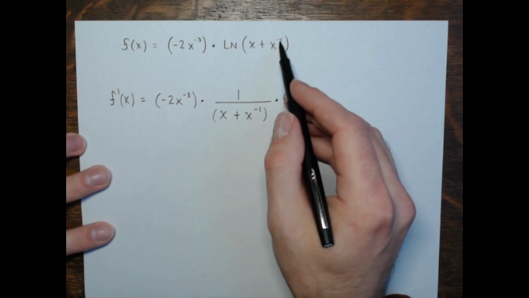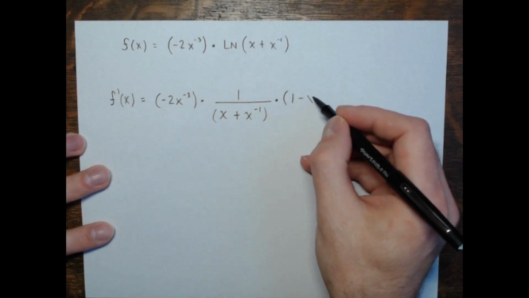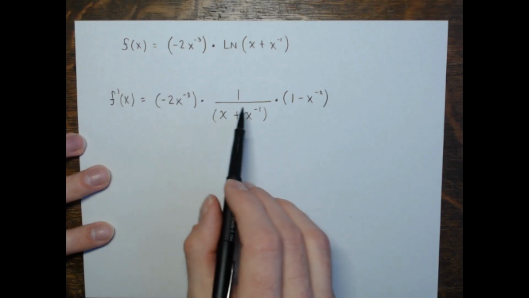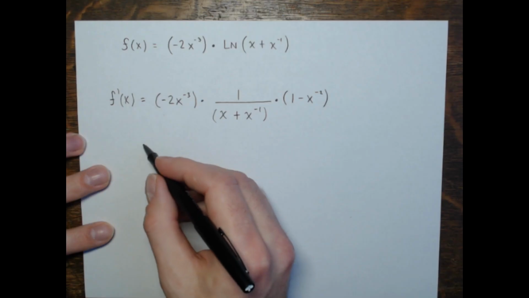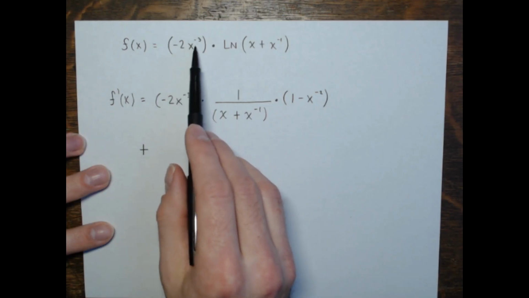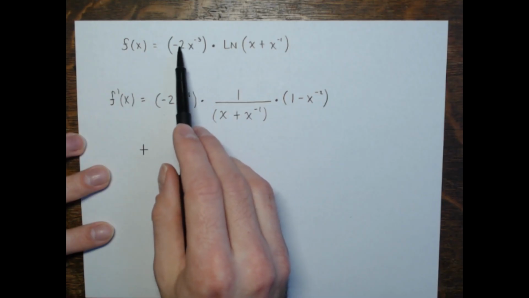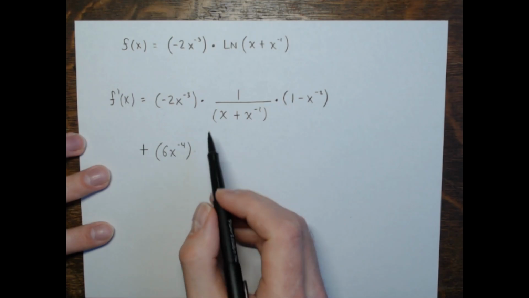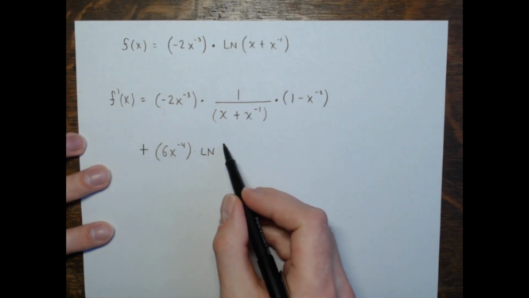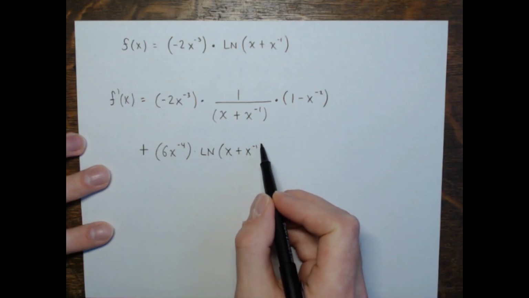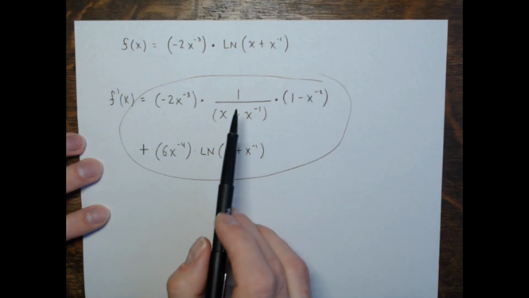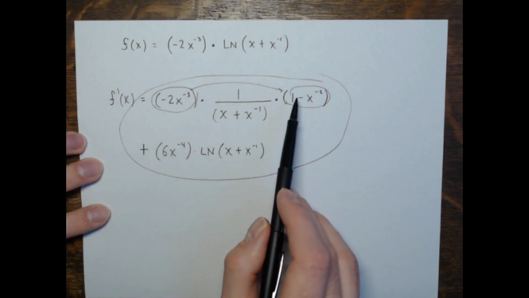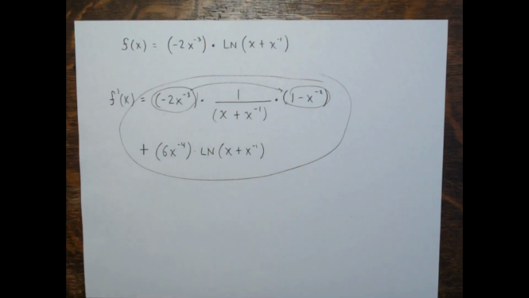The derivative of x plus x to the negative 1 would be 1 minus x to the negative 2, right? Applying the power rule to both of these. All right, so that's the first times the derivative of the second, then plus, and then the derivative of the first using the power rule right here would be positive 6x to the negative 4 power. And then leave the second factor the way it was, the natural log of x plus x to the minus 1. And this is good here. I might multiply this with this factor here, or just put them both in the numerator.